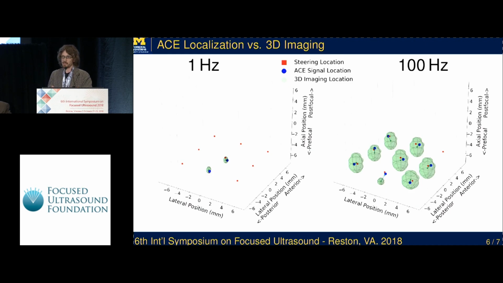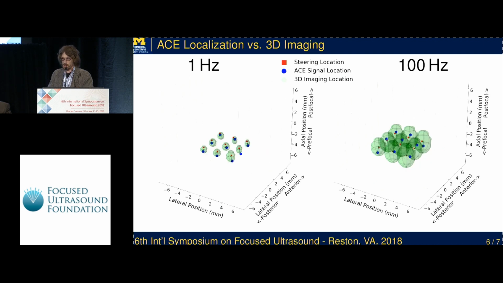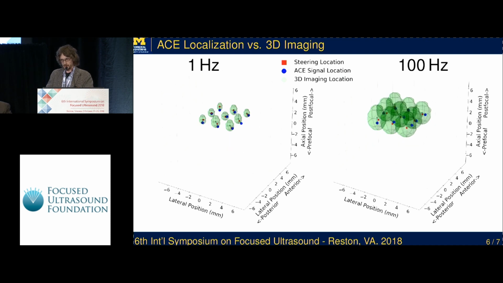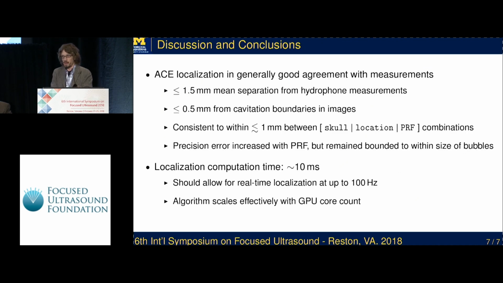If you look at the results compared to the imaging, what you see here is the comparison of the ACE localization to the 3D imaging results through the skull at 1 and 100 hertz. And so the green blobs are the projected volumes of the bubbles measured in camera images, and the blue dots are the localization results. And you can see, aside from a few outliers, the localization results are really pretty close to what we see with the camera imaging, either within the volumes that we measure or very close to their peripheries. And so with that, that's just a summary and conclusion.